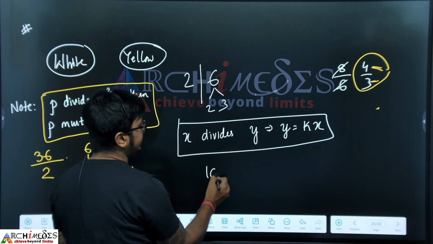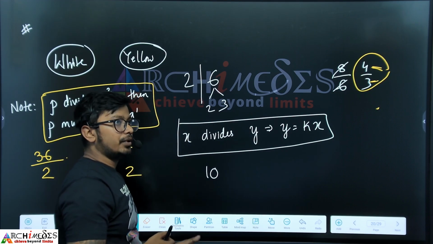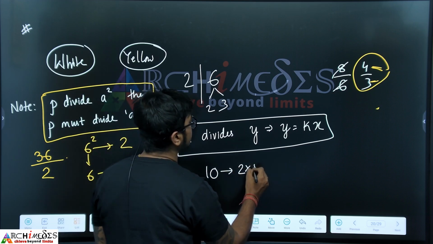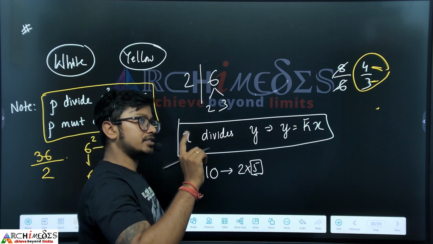Just tell me why 10 is not divisible by 3? Because it does not have a factor 3. But if 10 is divisible by 2, then 10 can be written as 2 times a certain value, so I am assuming this as k. Okay. Now.